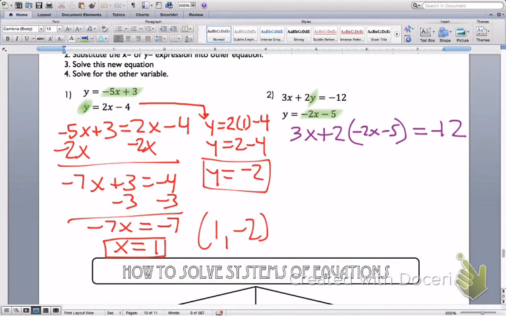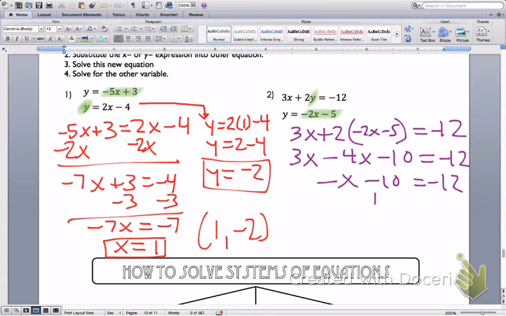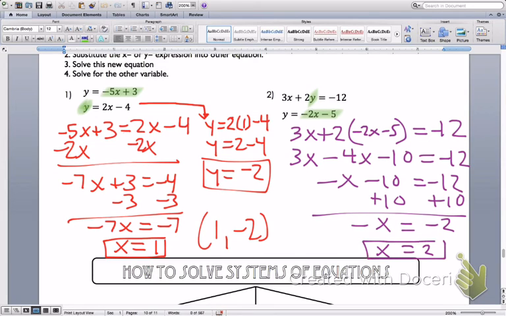From here on out, it's just solving a multi-step equation. So I'm just going to go ahead and go through that. Combine like terms. Add the 10. And divide by negative 1. And we get positive 2.